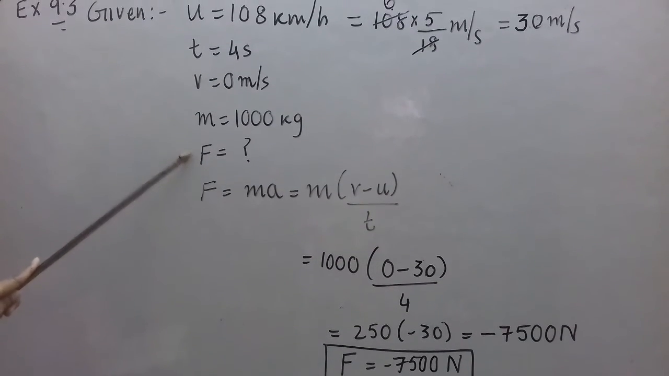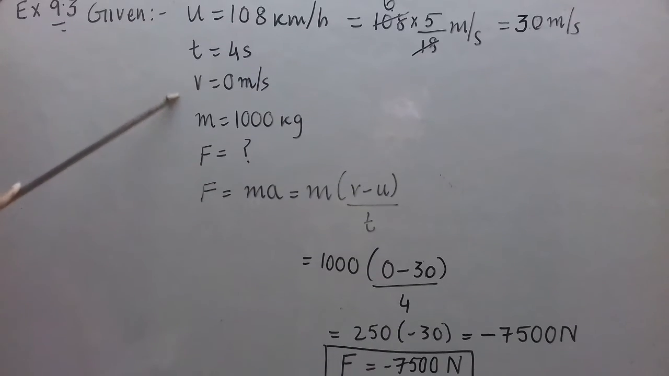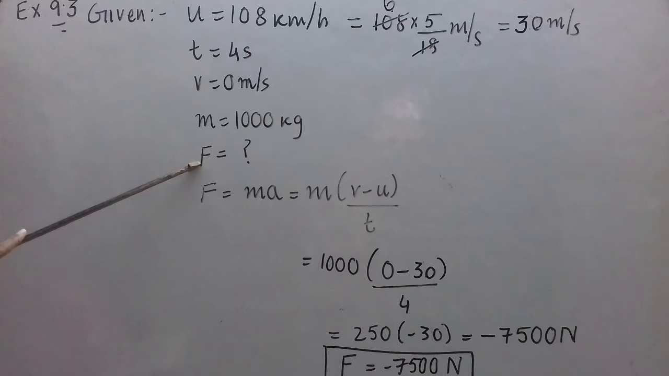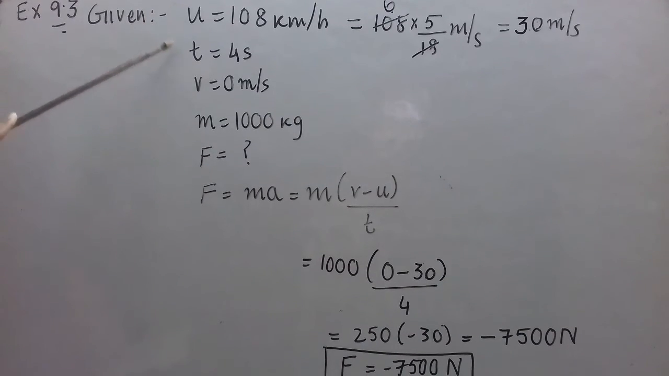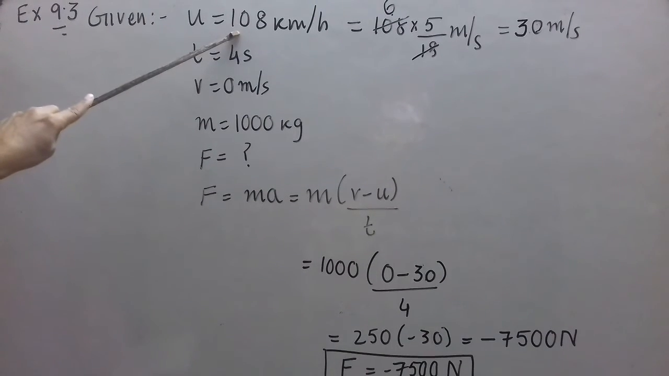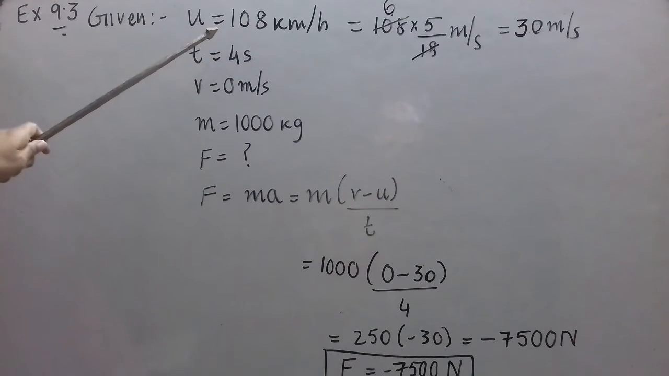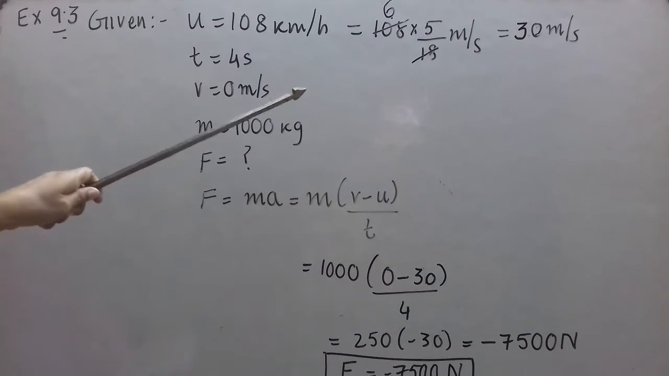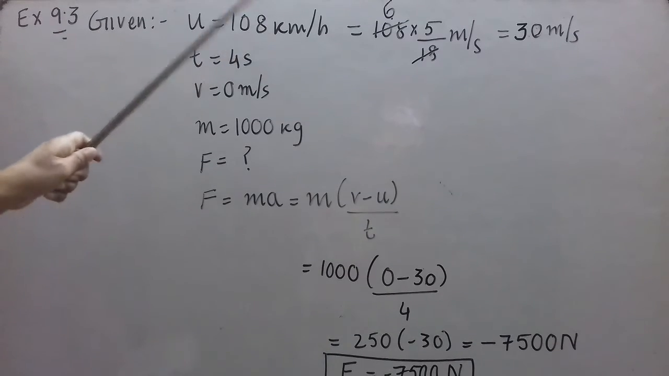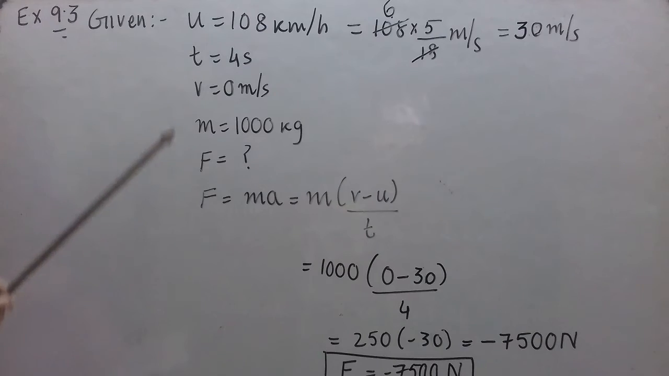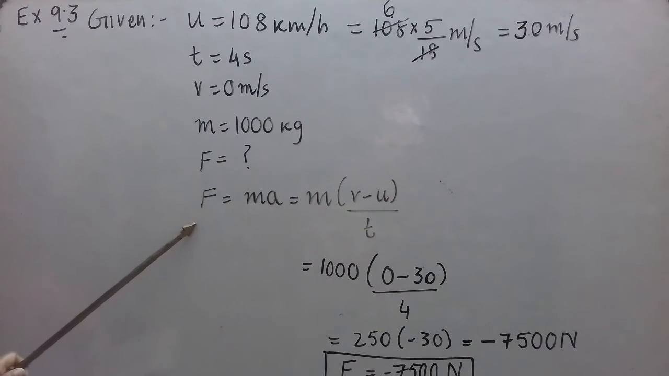First of all, you should read the question twice. Write what is given and what you have to find out. Then see if any conversion is required. Yes, here we have to convert into SI units, meter per second. We multiply by 5 by 18, and the final answer is u becomes 30 meter per second. Now we can use Newton's second law of motion.